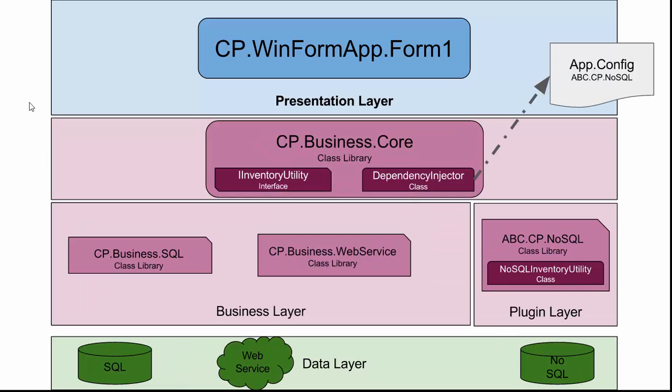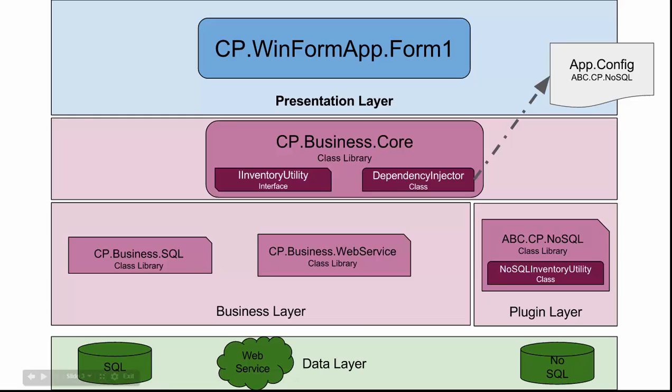So let's look at an even more real-world example where maybe we're using more of a plugin approach. We have our presentation layer at the top, which is our Windows Form app. I've called out the app config, and I'll talk more about that in just a moment. But what I've done is separate out the core class library into its own layer visually, to help show an even greater level of separation. Then we have some business layers that we've created, which are our SQL and our web service layers, and then we actually have a plugin layer or component that's been added as well.